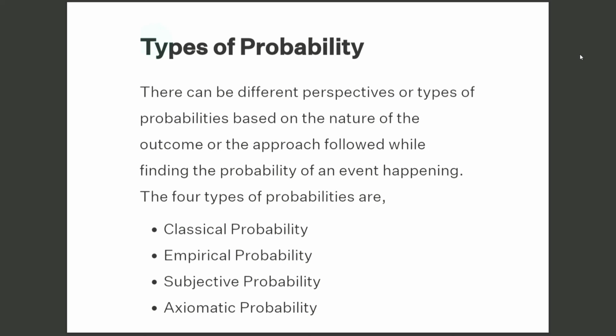Types of probability. There are different types of probability based on the nature of the outcomes or the approach followed while finding the probability of an event happening. There are four types of probabilities: classical probability, empirical probability, subjective probability, and axiomatic probability.